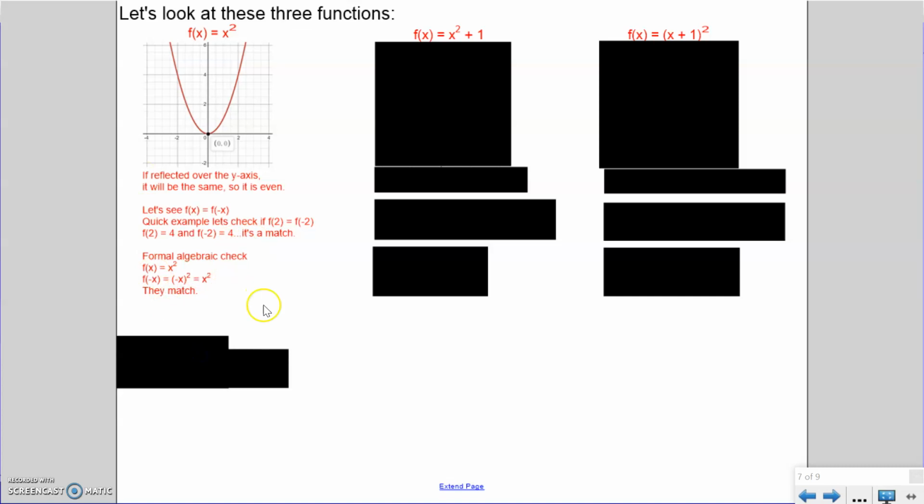Algebraically, here's what we do. We know the original f of x. We're going to do f of negative x. So you did function notation. We're going to replace every x in the original problem with a negative x. When you square negative x, negative x times negative x, that's positive x squared. They are matching.